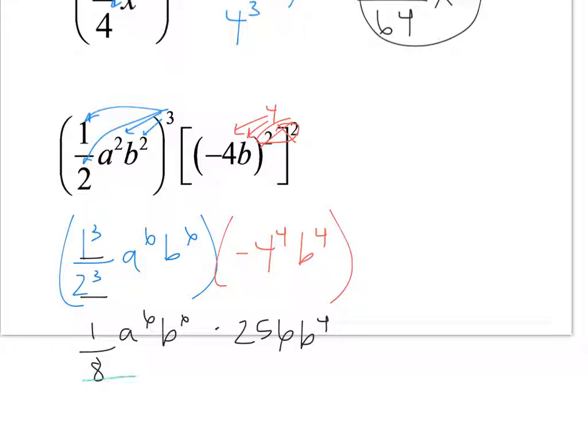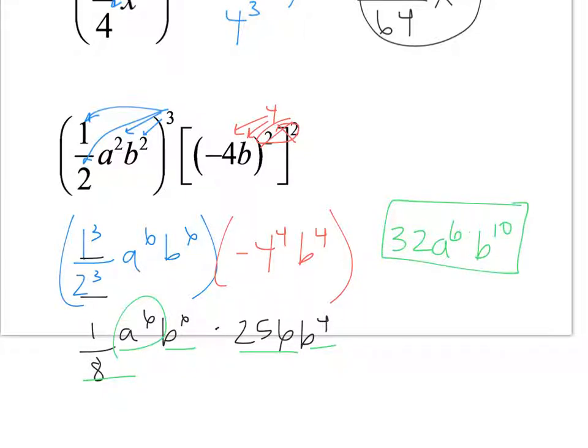And now we can combine 1/8 and 256. So 1/8 of 256 is 32. A to the 6th, and no other a's over there, gives me a to the 6th. And b to the 6th and b to the 4th give me b to the 10th. And I'll fix this right here so that it looks better. And it looks like a 6. And that would be my final answer.